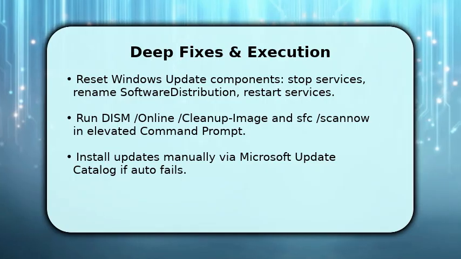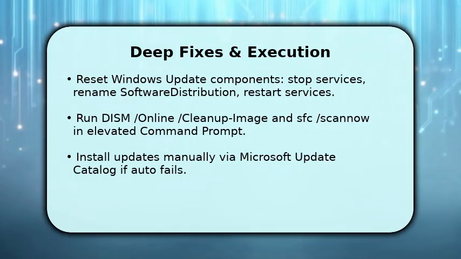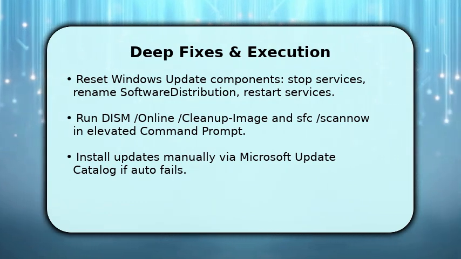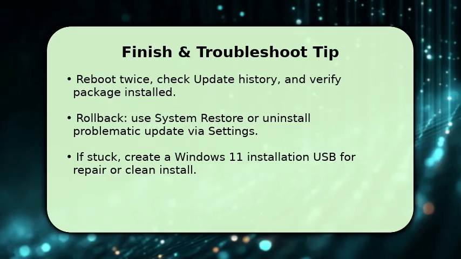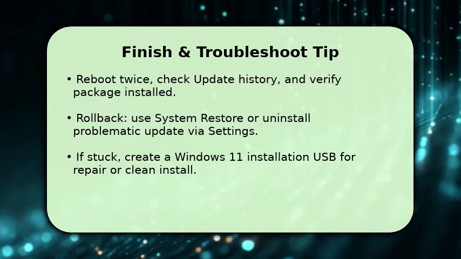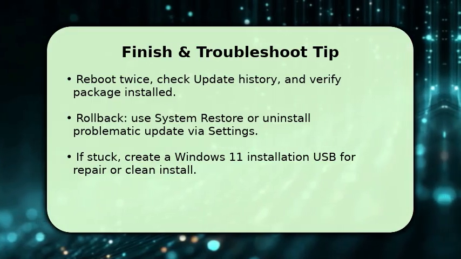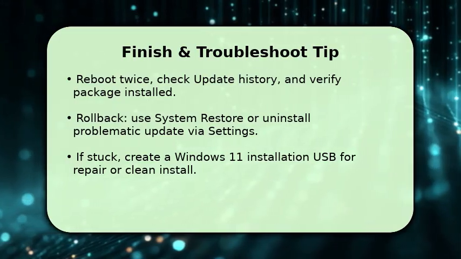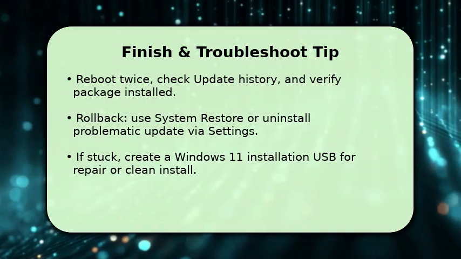If automatic updates still fail, download and install the specific MSU or CAB from the Microsoft Update Catalog manually to finish installation. Finish by rebooting twice to ensure service states settle and staged updates complete. After restarts, check Settings, Windows Update history to confirm the package installed. If a specific update causes instability, you can uninstall it or use System Restore to roll back.